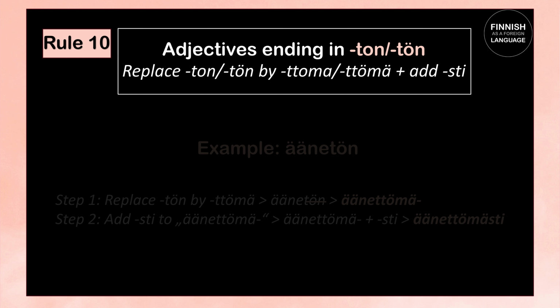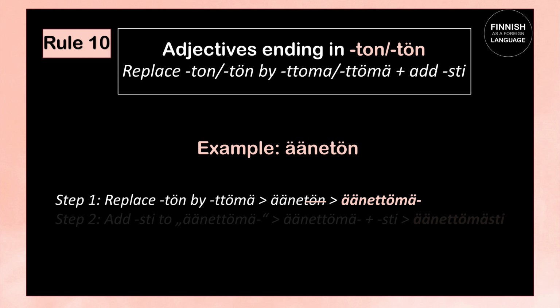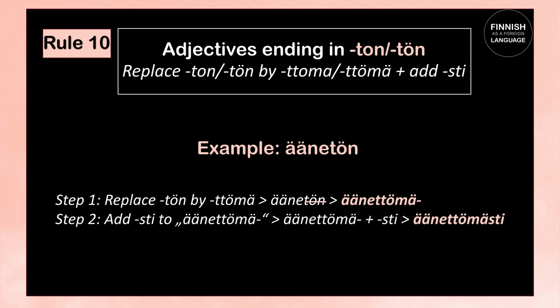Alright, we carry on to rule number 10, adjectives ending in ton or tön. Here we have to replace ton or tön by tomasti or tömmasti, and then we add the suffix ti. Here is one example. Äänetön means soundless. In the first step, we have to replace tön by tömä. So that means äänetön changes to äänetömä. Then in the second step, we add sti to äänetömä and we receive the adverb äänettömästi, meaning silently or soundlessly.